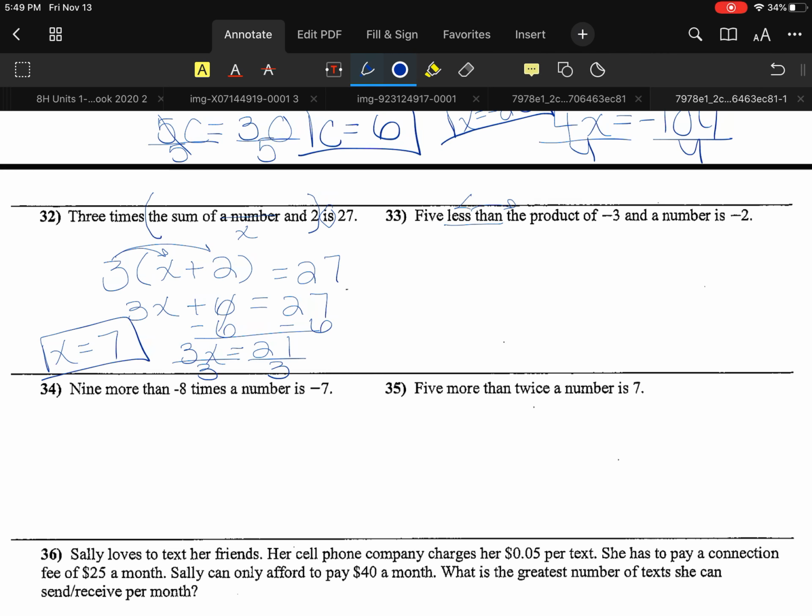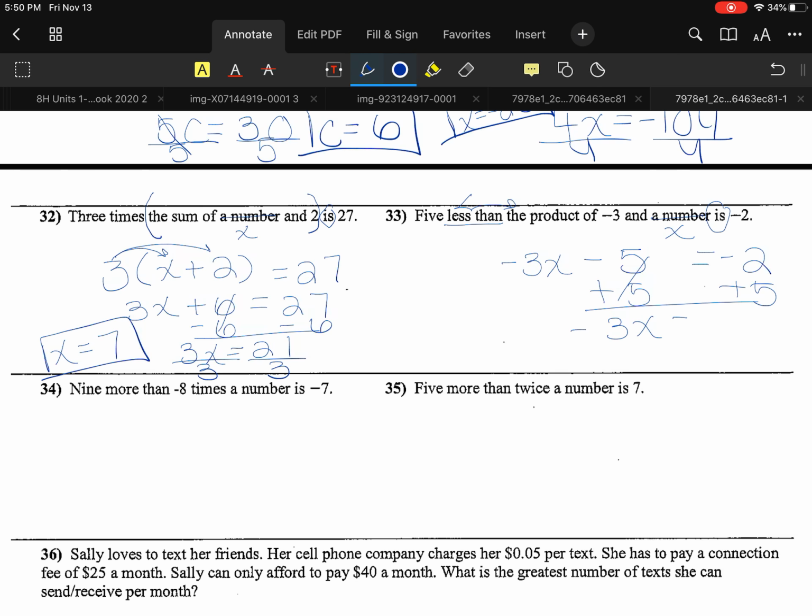Number 33, 5 less than, there's my switch word, the product of negative 3 and a number is negative 2. So than is a switch word, so the product, which means multiplication, of negative 3 and some number. So negative 3x, 5 less than that. So negative 3x minus 5 equals negative 2.